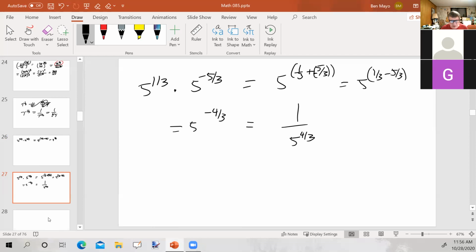Did you follow all that? So I added the exponents and then moved it downstairs to make the exponent positive. And 5 to the 4/3 power is not a nice number, so I'm not simplifying it. I'm not doing any calculator decimal approximations at this point. All right.